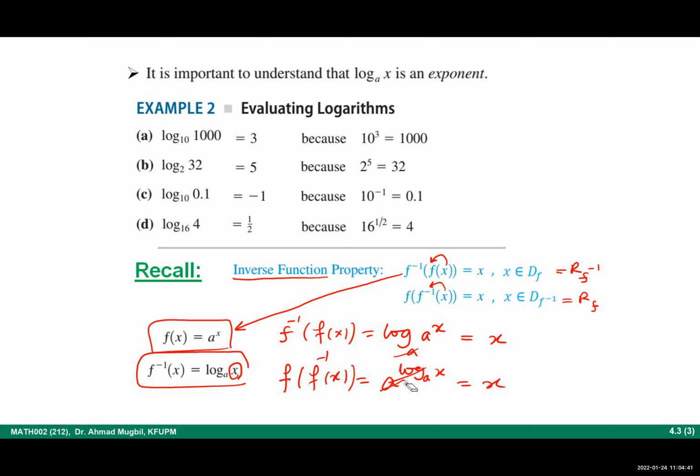But of course, this x is not the same as that x. Be careful. x here is any real number, you agree with me? Yes. But x here must be greater than 0. Why? Because this x is in the domain of the exponential function. What is the domain of the exponential function? All the real numbers. But this x is in the domain of the logarithmic function, which is the range of the exponential function. What is the range of the exponential function? Only the positive numbers.